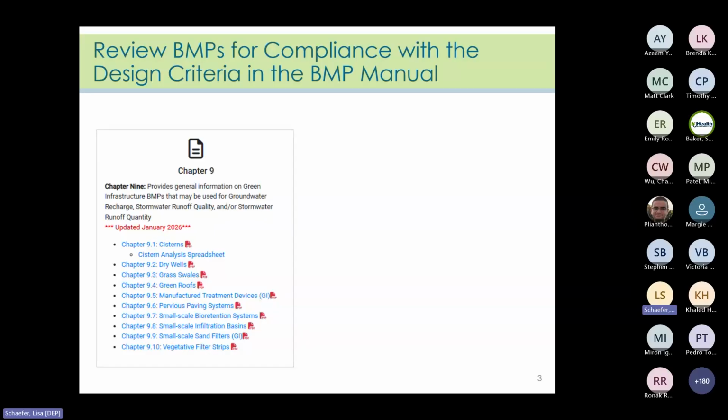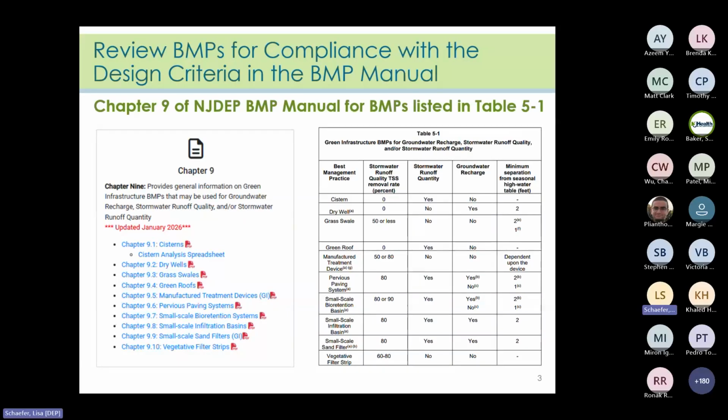So on this slide are the GI BMPs. Some can be used for water quality, provided the TSS removal rate listed in the second column in Table 5-1 is not 0, which is the case for 7 of the 10. Some can be used for quantity control, as noted in the middle column. And then there are those that can be used for groundwater recharge, as listed in the columns on the right, provided the 2-foot separation from the seasonal high water table is shown as measured from the bottom elevation of the lowest component in the BMP.